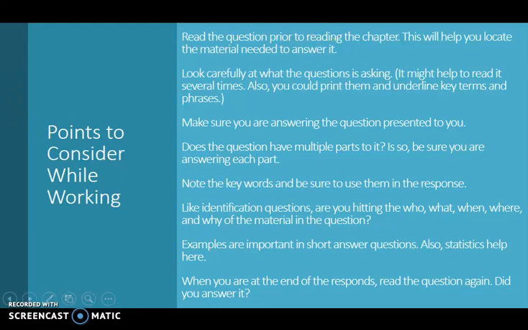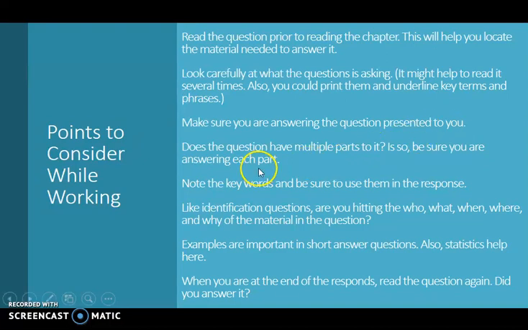Next, look carefully at what the question is actually asking. It might help to read it several times, or you might even print it out and underline key terms. Or if you're taking some notes, just jot down some key terms right beside it. The key thing is to make sure you're answering the question presented to you. That's where this first point about looking very carefully at the terms and what I'm asking you is going to be very important. In a little bit, I'll have some examples of some short answer question types for you.